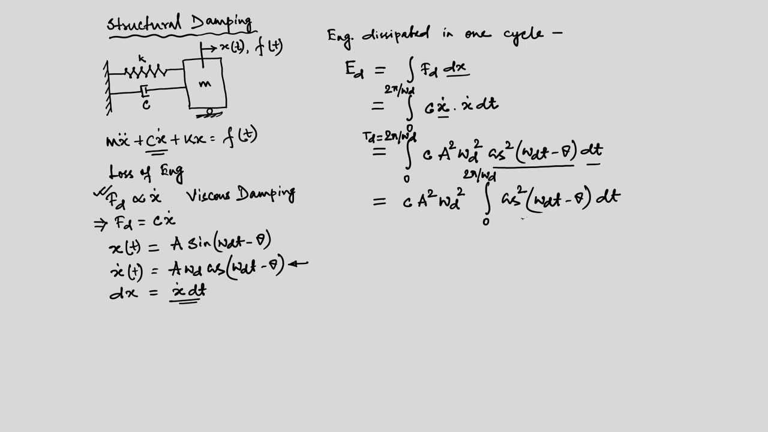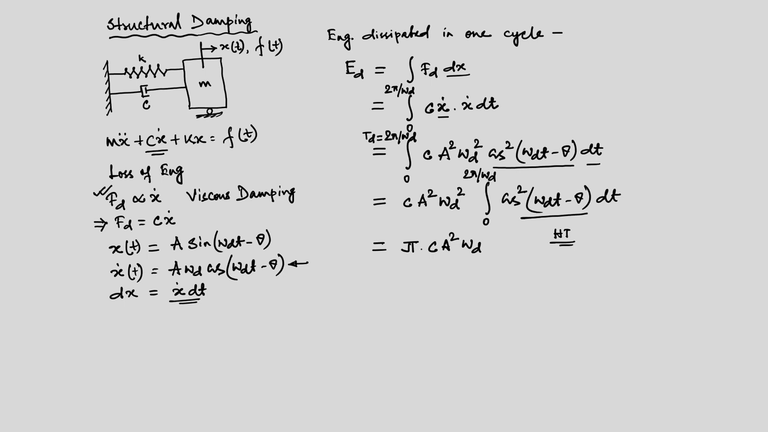Obviously, if you have cos square of some expression, here it is omega dt minus theta, we can convert it in terms of cos 2 theta. I mean, if the first bracketed term is theta, it is like cos square theta, so we can write it in terms of cos 2 theta. If we complete that integration, which I leave as an exercise, very simple one, then effectively what you will get is pi c a square omega d. So, this I just leave as an exercise.